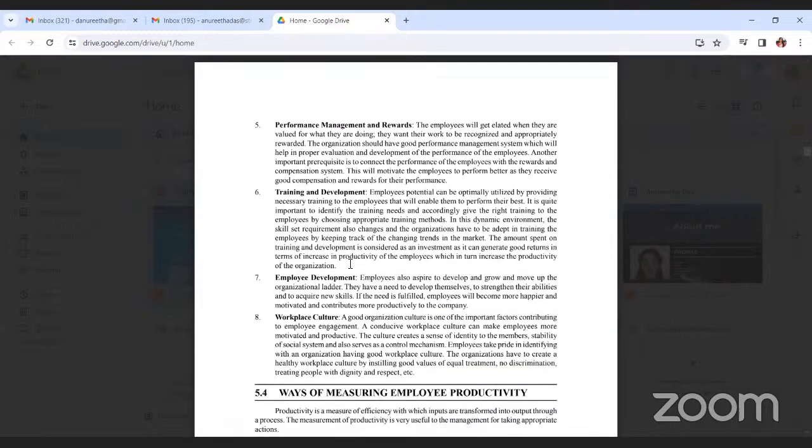The next is performance management and rewards. So the employees will get elated when they are very satisfied and they are happy in doing the work when they are being recognized and rewarded. I think that is also one of the most important processes. So you need to ensure that, see, all these intrinsic rewards are also very, very important in the organization.